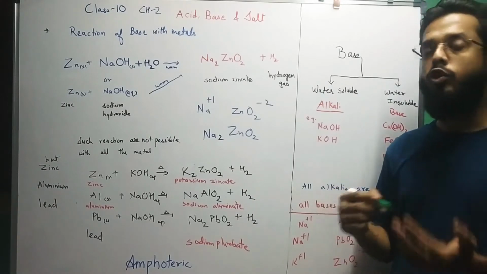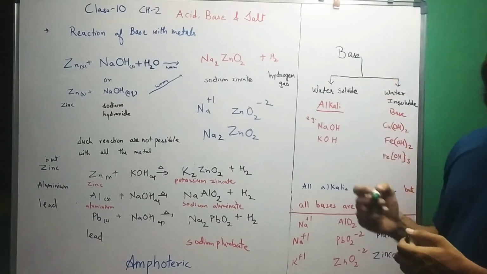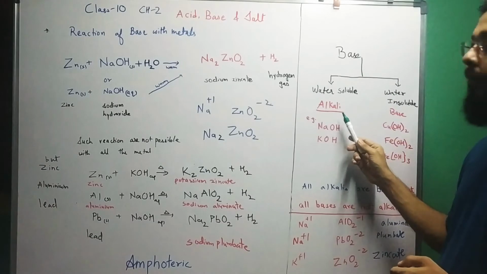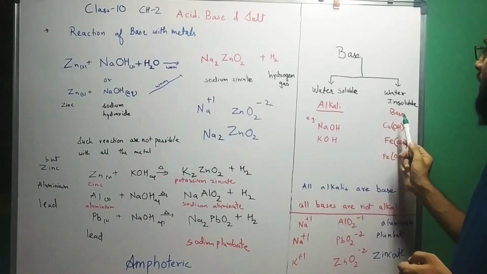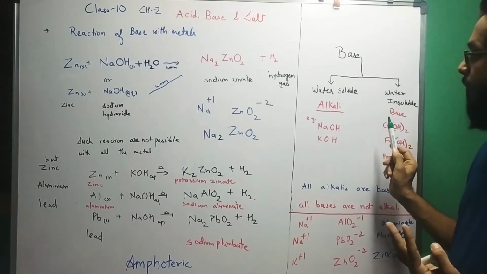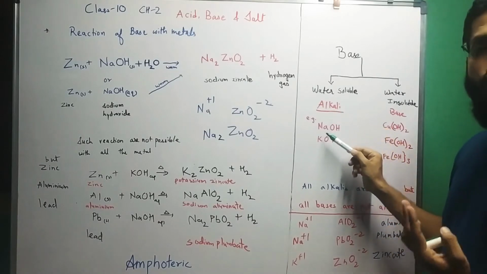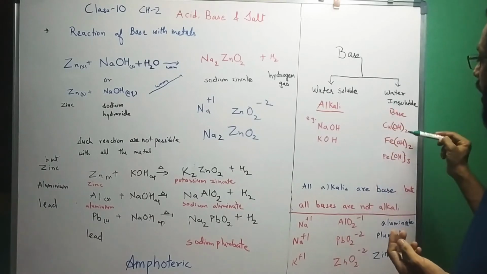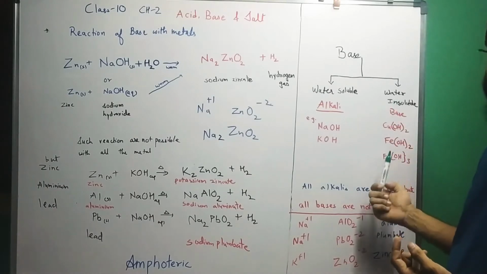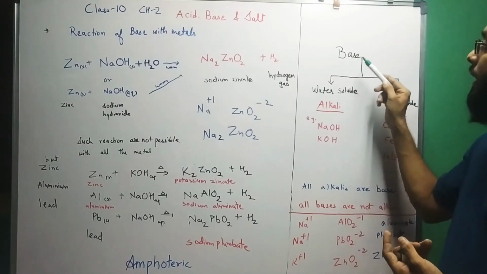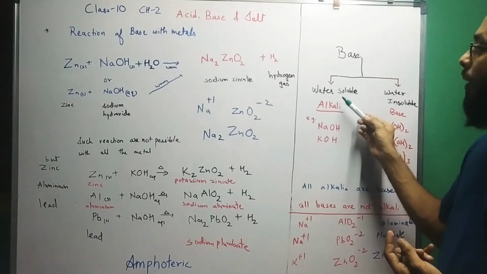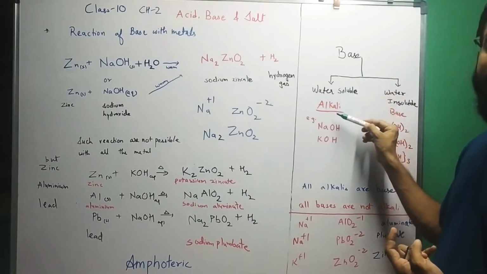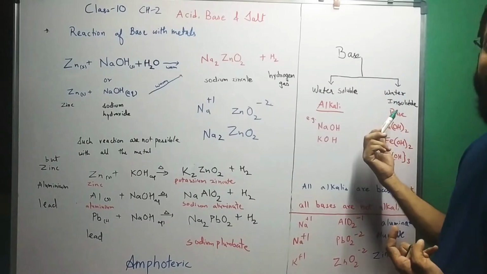First and foremost, bases are of two kinds. Water soluble bases, which are known as alkali, and water insoluble bases, which are just called bases. Alkalis, for example, are sodium hydroxide and potassium hydroxide, and bases are copper hydroxide, ferrous hydroxide, and ferric hydroxide. I repeat, water soluble bases are known as alkali and water insoluble bases are known as bases.